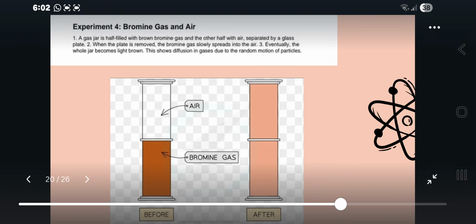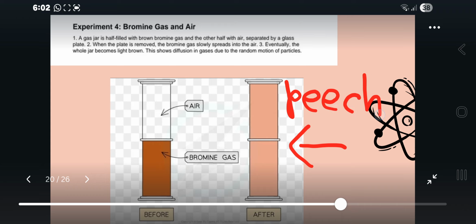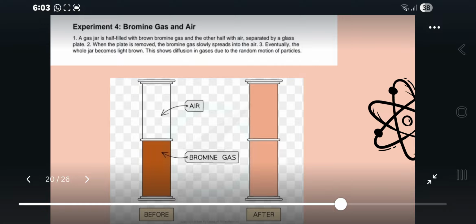All the air and bromine gas mix together and form this color. This color, you can say, peach color, yes, peach color or light brown color, whatever. But this experiment is showing whenever air and bromine gas mix together, this formed what? A light brown or peach color.